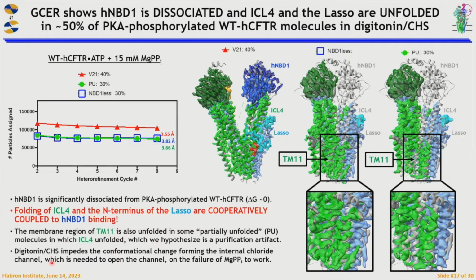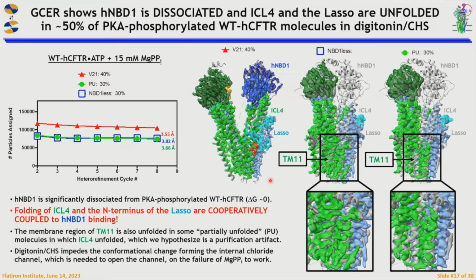And so another thing we learned from this is the digitonin CHS, which is cholesterol hemisuccinate, which is running the structures. This impedes the conformational change forming the internal chloride channel, because in this case, we threw in 15 millimolar magnesium pyrophosphate. That locks the channel open in membranes. There's not even channel formation in digitonin.